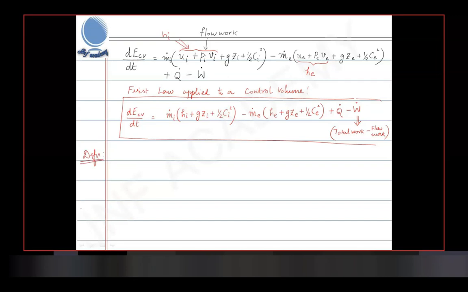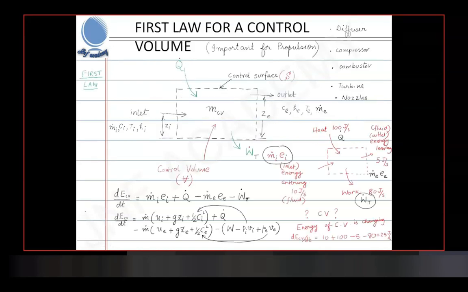Sir, shouldn't p_i v_i be negative because that's the flow work into the system? Yes, it is in fact a negative work. That's right. If W is a positive work, then compared to that, p_i v_i is a negative work.